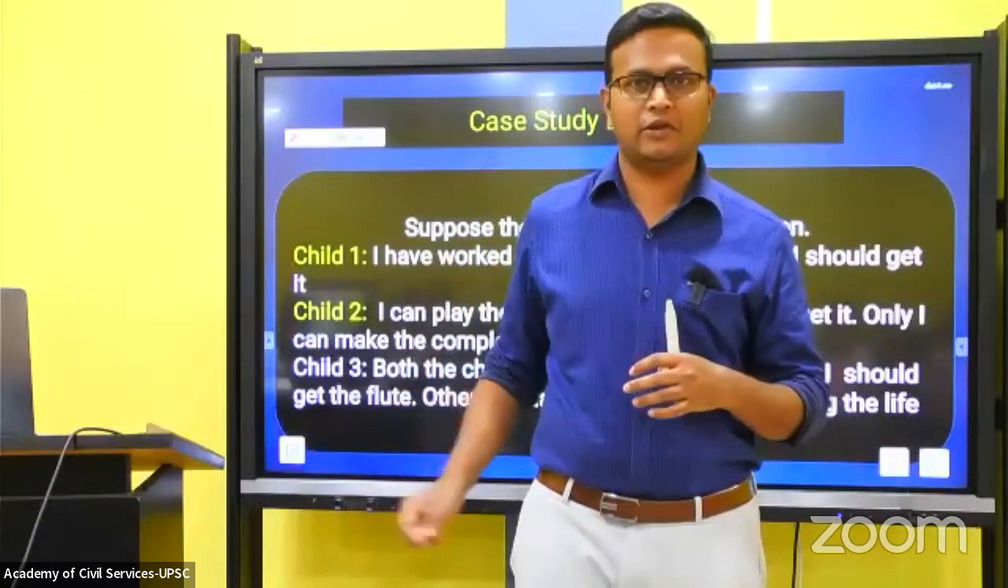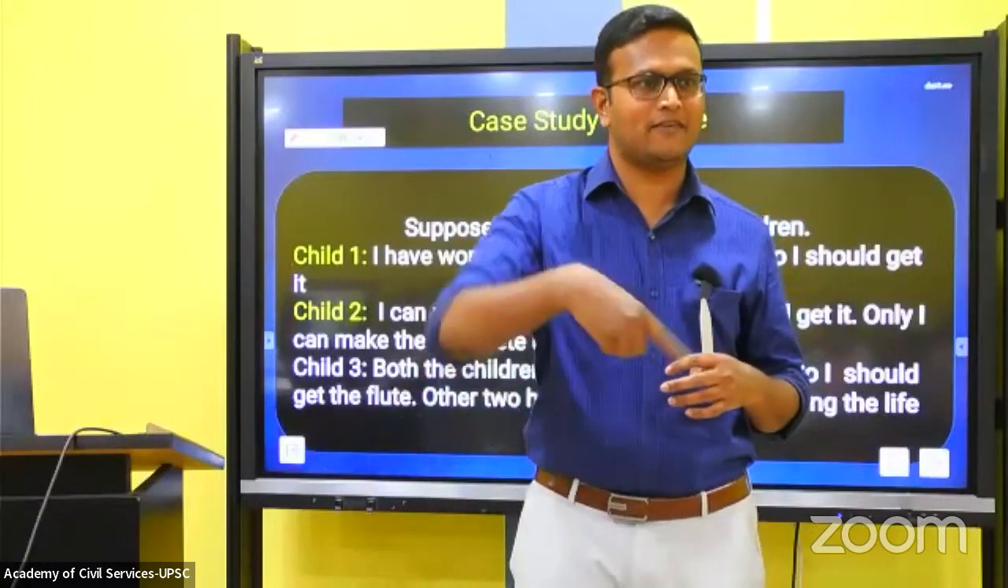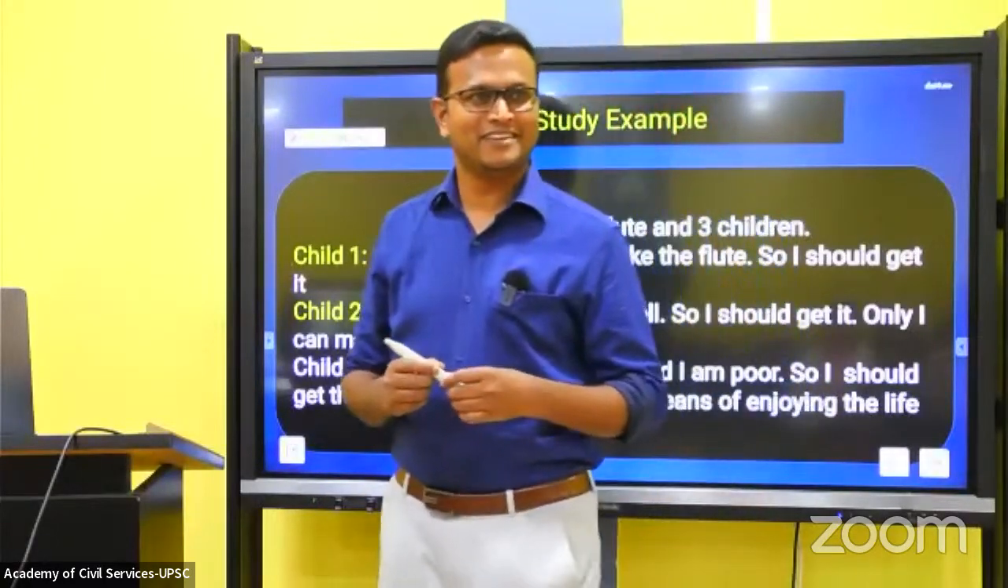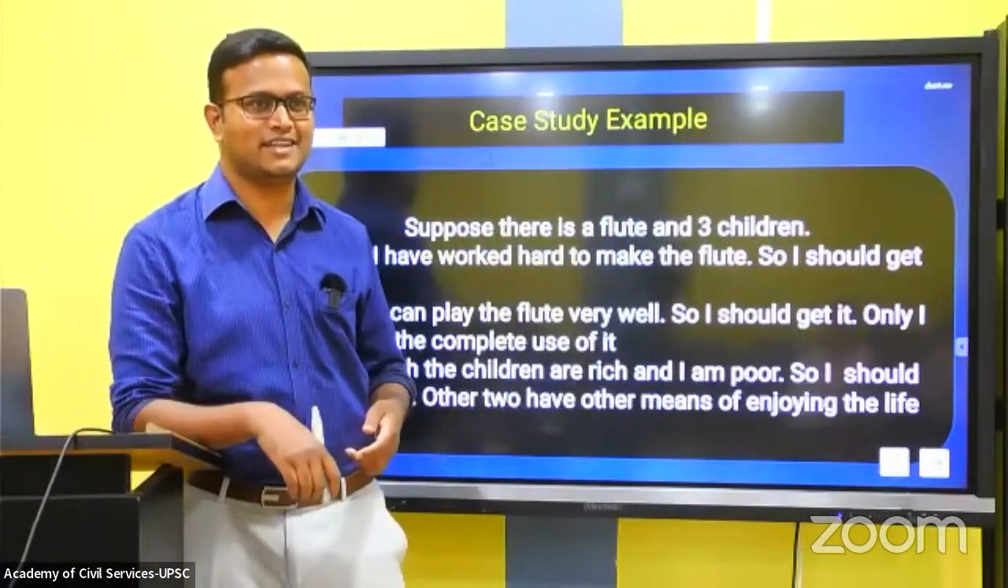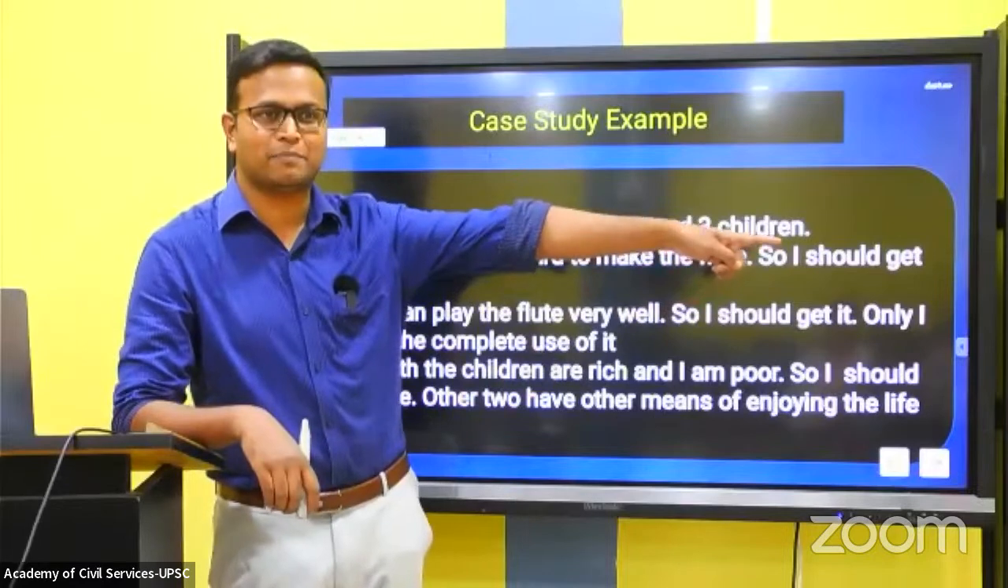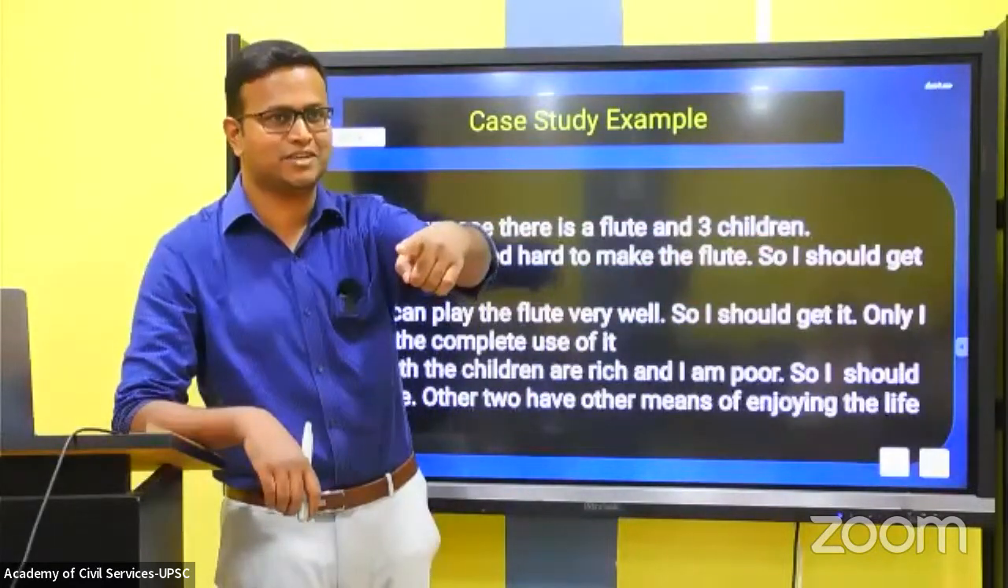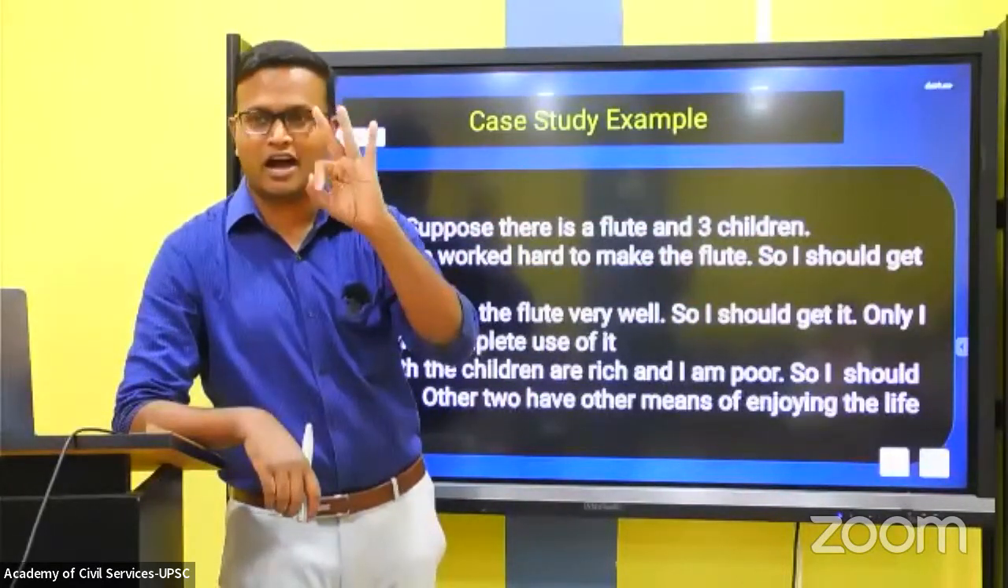Third person, poor fellow, you apply for a government scheme. Through a government scheme, I will give you a flute. Yes or not? And is it the right way, telling a poor person that I am taking another person's flute and giving it to you? That is not the solution. You should make a solution for all the three children.